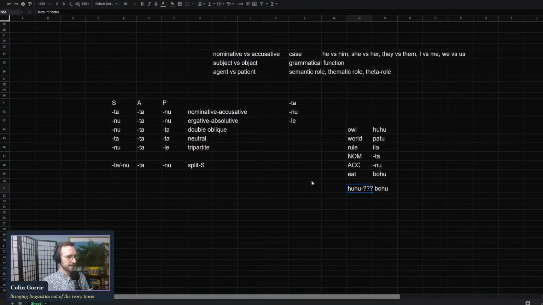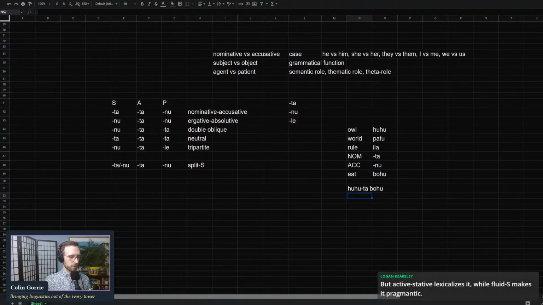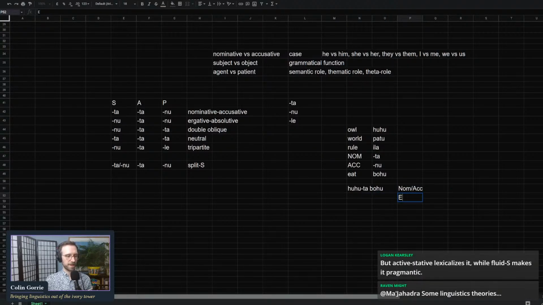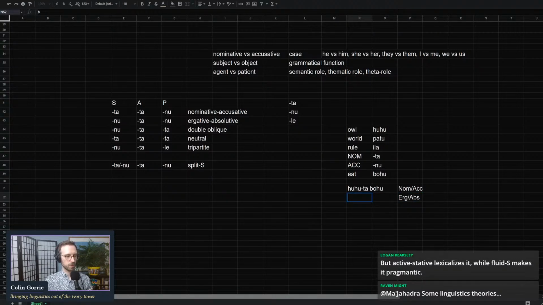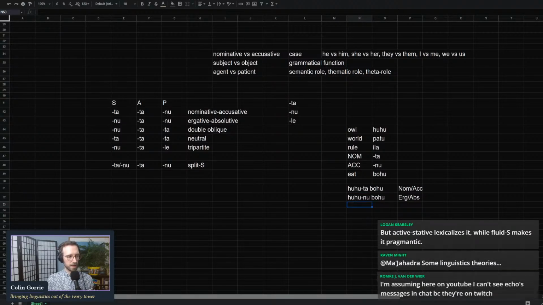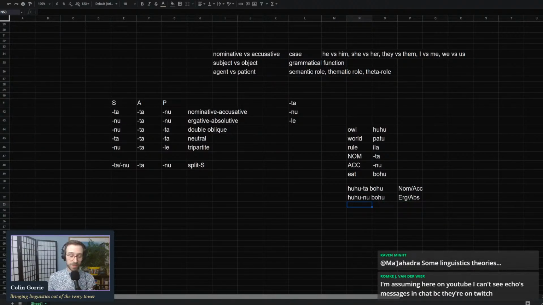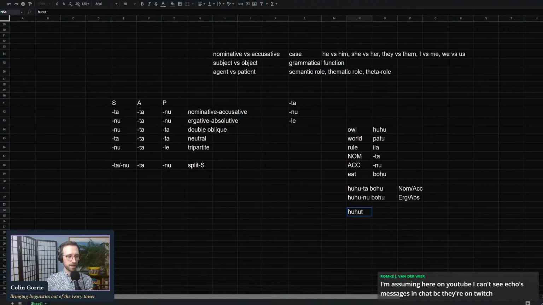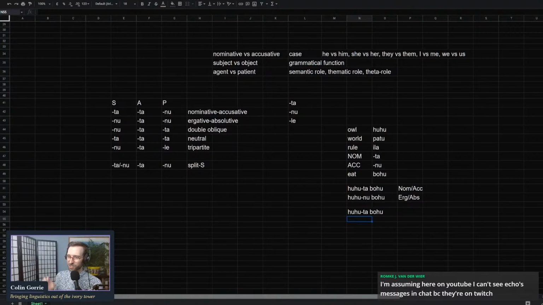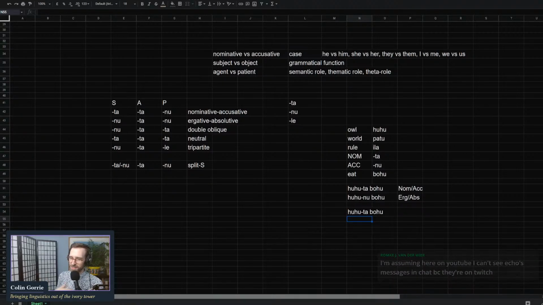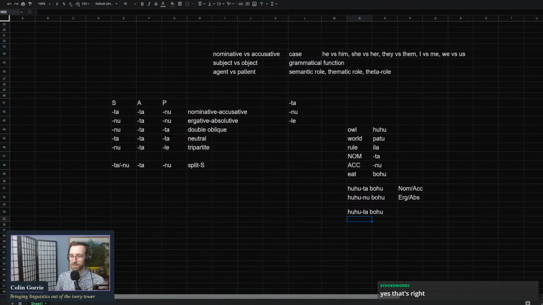So if this is a nominative accusative language, this is going to be huhu ta bohu, namak. If it's an ergative absolutive language, we would say huhu nu bohu. If it's a split S language, what we could have is huhu ta bohu, because when you eat something, you're really doing that action. That is something that you are the agent of. So there are some predicates whose subjects are more agent-like.